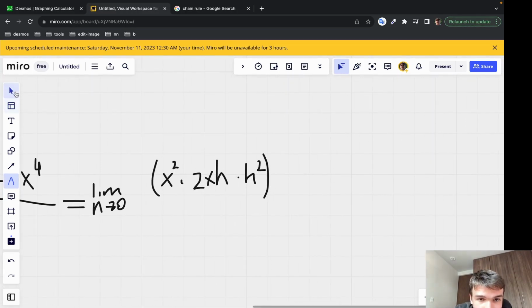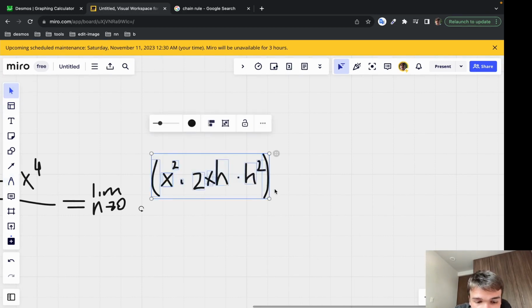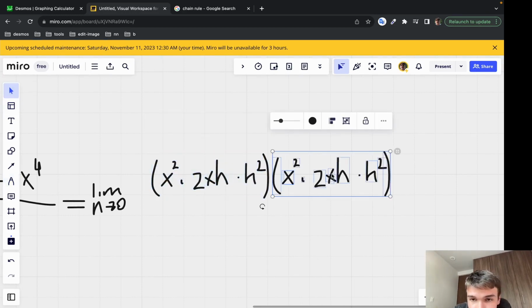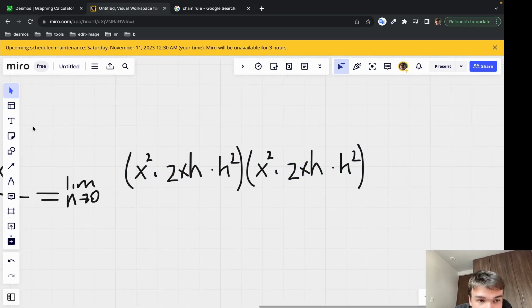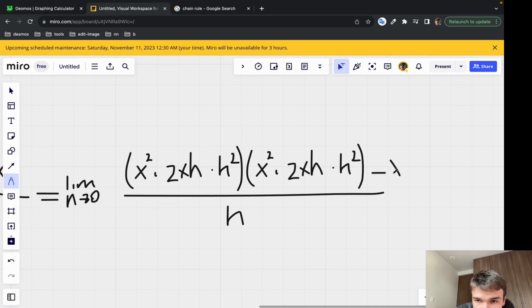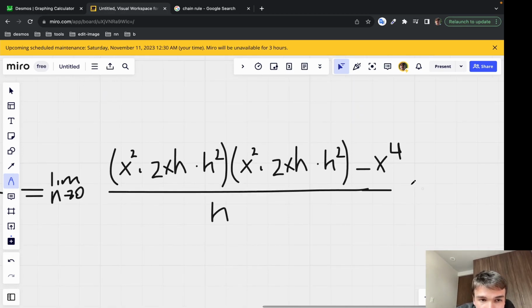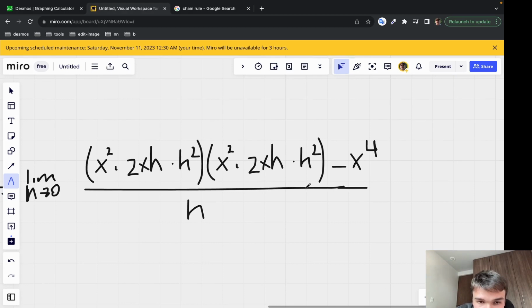So basically the same thing we will get if we do the same operation with this. So I'm going to just copy this because this is basically the same thing. Command C and then Command V. Yeah, I'm using Mac. And then again over h and minus x to the fourth power. Okay, so here we are. And of course, the limit as h approaches 0.